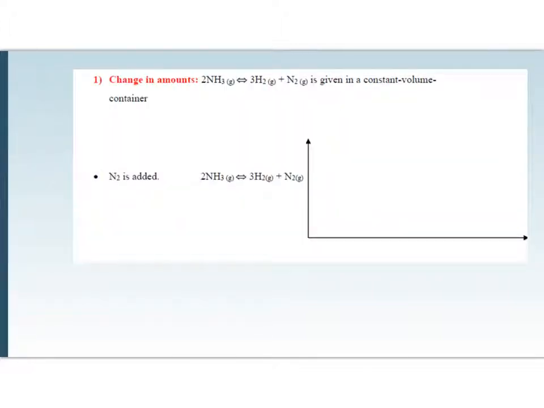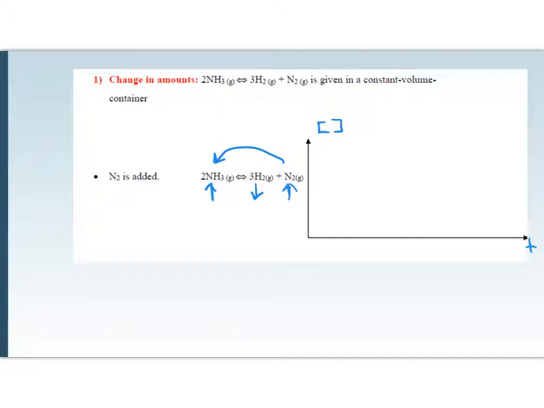For example, the decomposition of ammonia reaction is given and you add some nitrogen into the container. Now initially there is equilibrium. So here is the concentrations and here is the time. When you add some nitrogen to that container, the reaction will likely consume a little bit of that nitrogen and it's going to favor the reactant side, where the amount of hydrogen is decreased and the amount of ammonia is going to be increased. Now, what about their graphics?